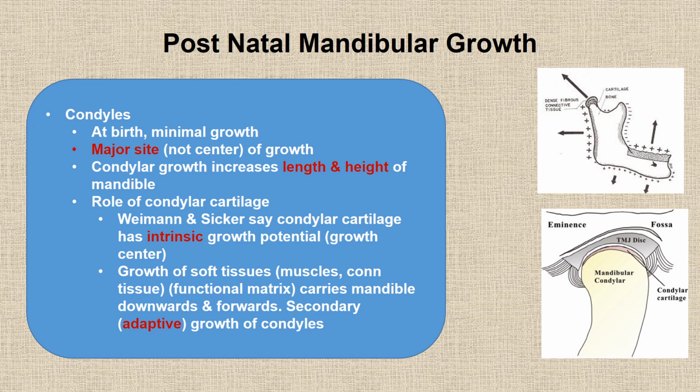But the current opinion is that it's the growth of the soft tissue, or the functional matrix, namely the muscles and the connective tissue, which carries the mandible downwards and forwards, and this causes secondary adaptive growth of the condyles.